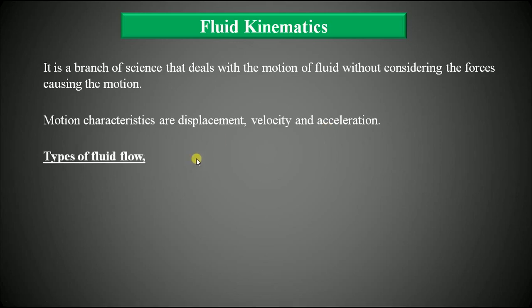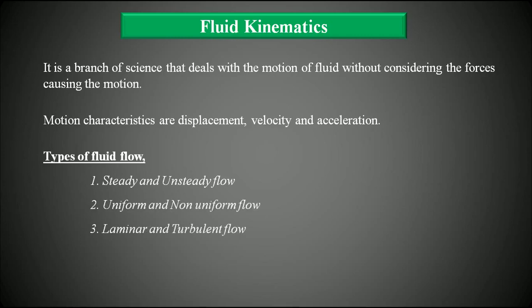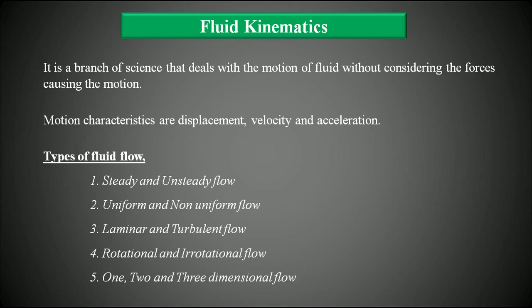And next we have to know what are the types of fluid flow. Whenever the fluid displacement is taking place, that means when the fluid is moving from one place to another place, what are the different types of flows that can take place. First one is steady and unsteady flow, second is uniform and non-uniform flow, third is laminar and turbulent flow, fourth is rotational and irrotational flow, and fifth is 1, 2 and 3 dimensional flow. These are the main types of fluid flow that take place during the movement of the fluid from one place to another.